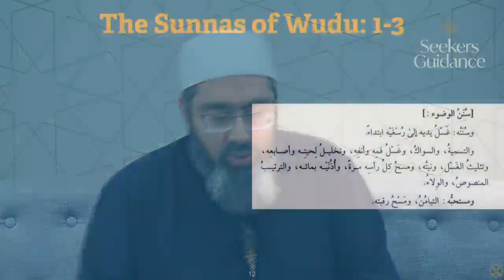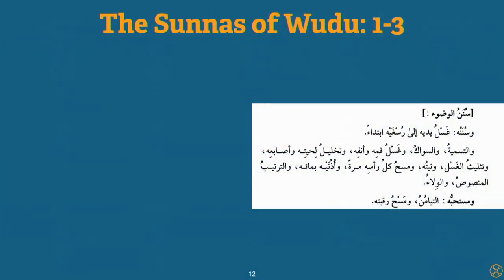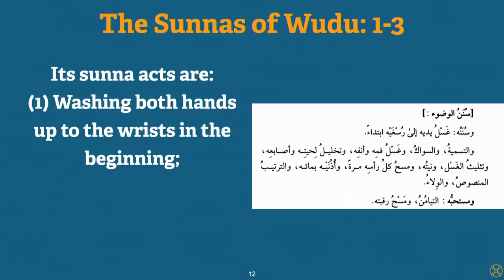So he says, وَسُنَنُهُ غَسْلُ يَدَيْهِ إِلَى رُسْغَيْهِ ابْتِدَاءً, is to wash both hands up to the wrists in the beginning of wudu. Washing both hands 3 times. He mentions the 3 times once; it's one encompassing sunnah. But washing both hands in the beginning 3 times. And one does so 3 times as mentioned by al-Daqa'iq.